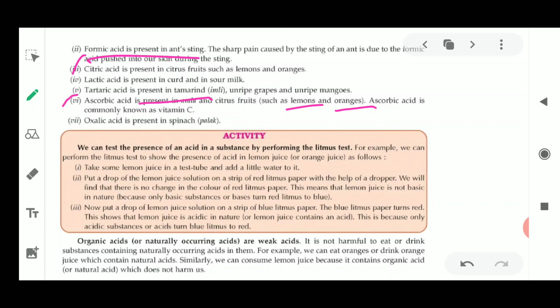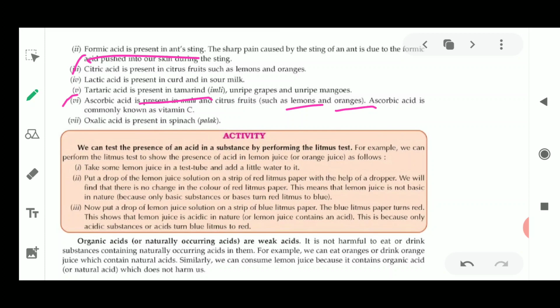Next, there is an activity given here, and I think this activity is given in your book also. In the NCERT book, one table is given regarding acids and bases. Acids we have discussed. You will find the table of bases also in your NCERT book. Now what you have to do is perform a litmus test.